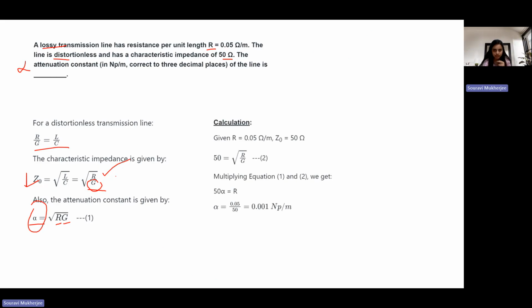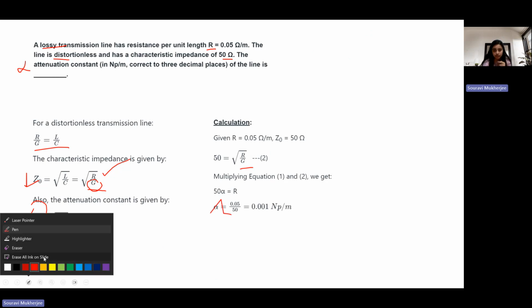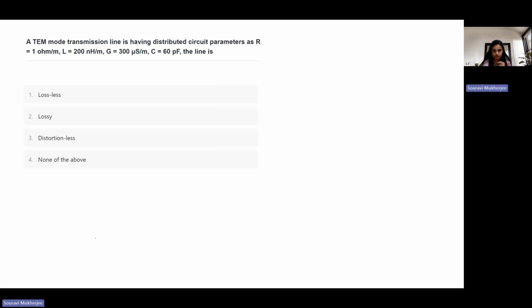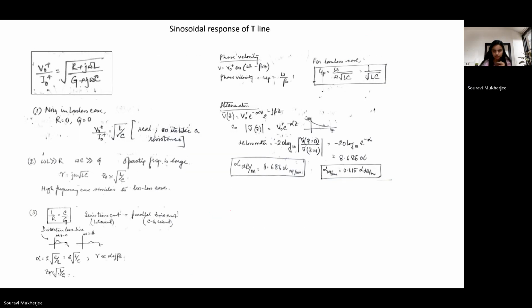Okay, so that's given. So R is known, Z naught is known. So that means you can find G. Once you got G, you can use this relation to find alpha. Okay. Now, if it was asked to find it in the decibel unit, then you have to use this relation, then multiply by this 8.686 term, to get alpha in dB per meter. Okay. So based on the question, you can use different relations.